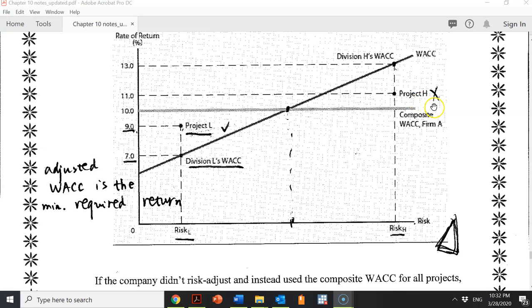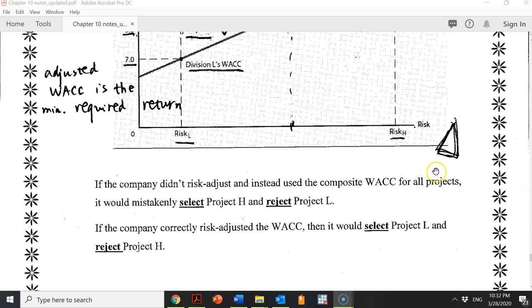So when we're looking at projects, we should always look at the adjusted WACC line. It's higher for projects with higher risk, lower for projects with lower risk. So we can make the right decisions. We cannot use the same composite WACC for all the projects with all the risk levels. We would make wrong decisions if we do that.